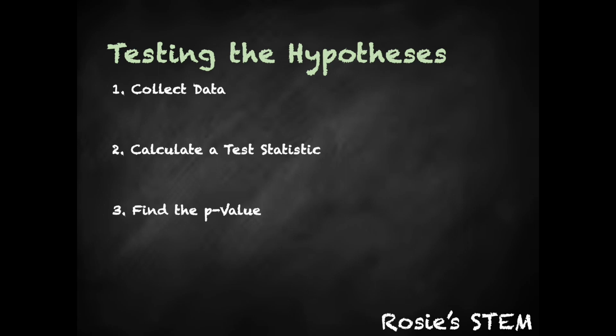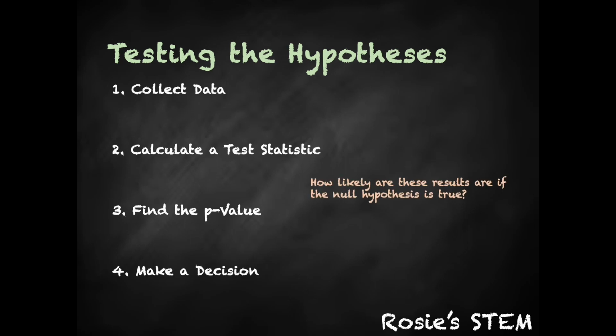Then we find the p-value. Here's where the p-value comes into play. P-values reveal how likely your test results are if the null hypothesis were true. So if there was actually no difference between my drug and the existing drug, how likely would it be that I found this difference in recovery times? A small p-value suggests that the null hypothesis is unlikely. So it's unlikely that I would see this result if the null hypothesis were true.